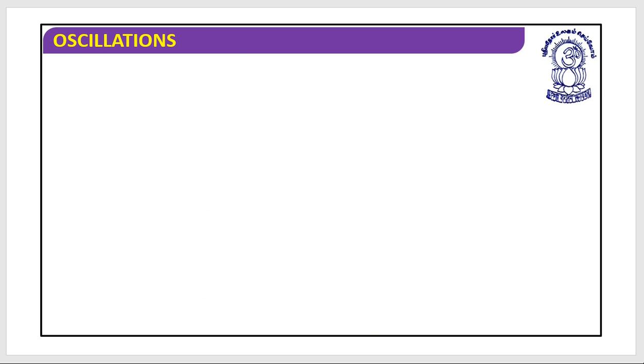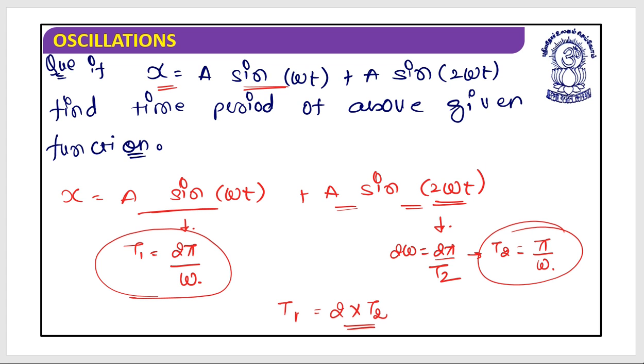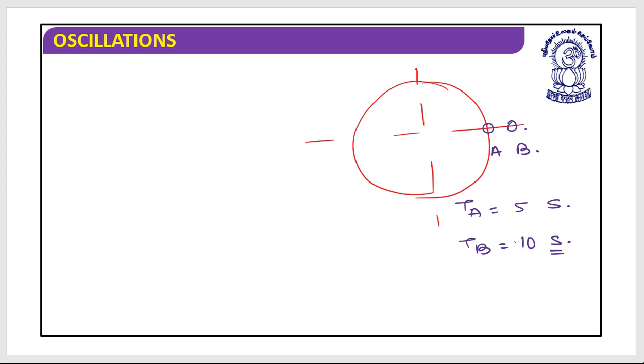To have more clarity, let's relate this to a circular path, and I have two particles, particle A and particle B. Both are going to start from the same position, and let's say the time period of A is 5 seconds and the time period of B is 10 seconds. That means TB is twice of TA. We are sticking to the previous numericals only.